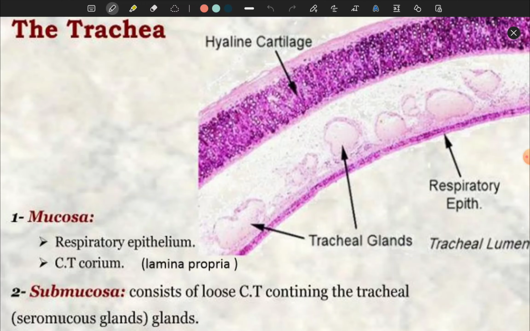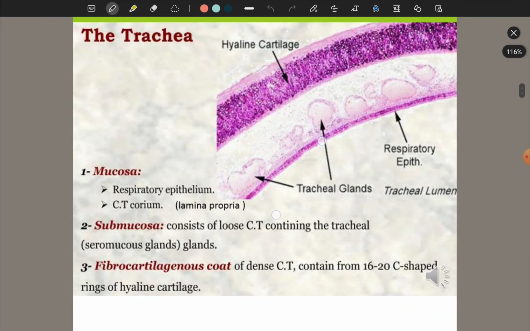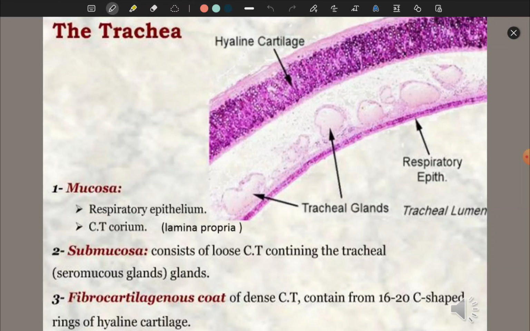Here the slide is with low power, so you can see from far away, you cannot distinguish which type of epithelium. It is unusual in the exam to put a slide with low power and ask you what type of epithelium this is. It should always be with high power or mid power. So here, the respiratory epithelium, as we know in the trachea, is pseudostratified columnar ciliated epithelium.